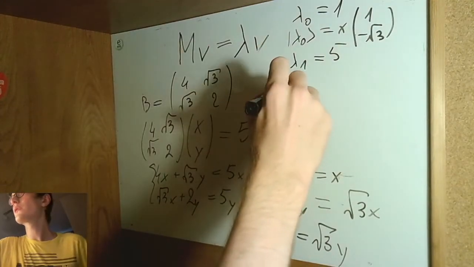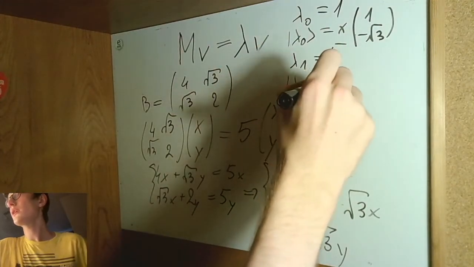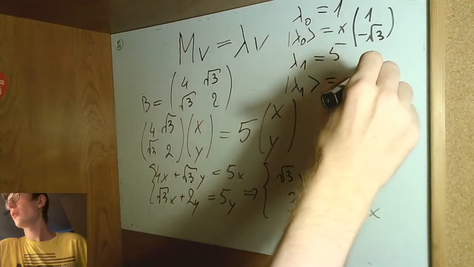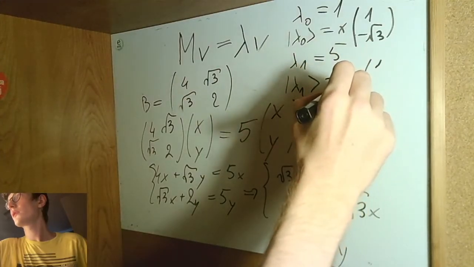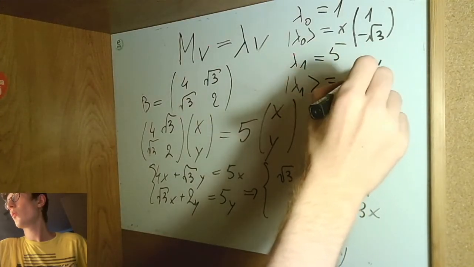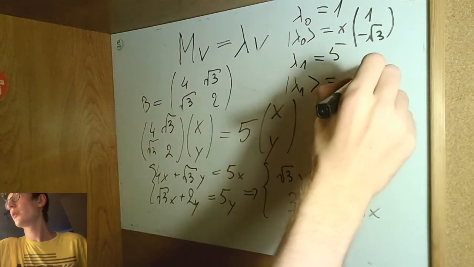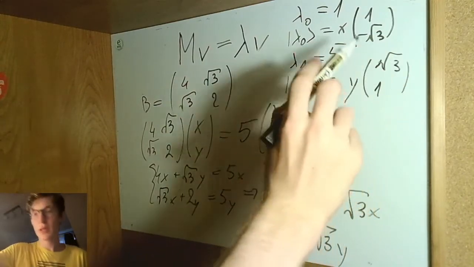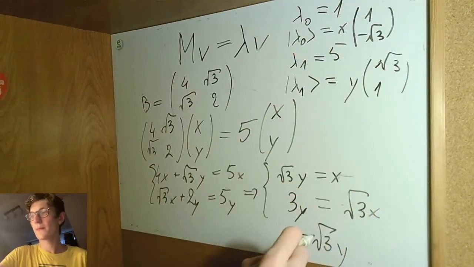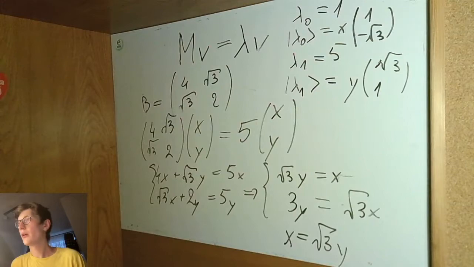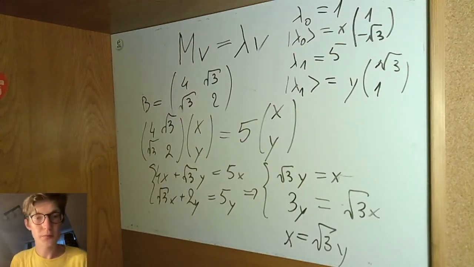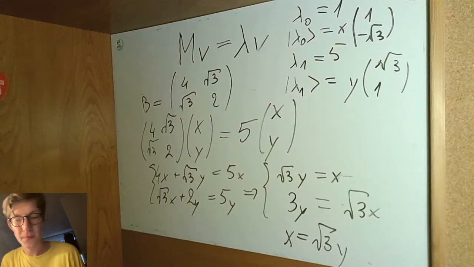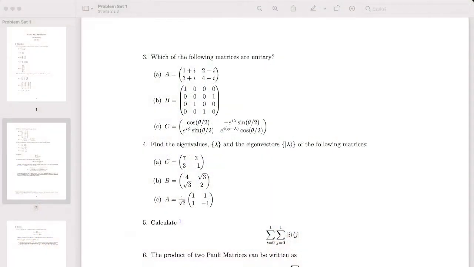So this vector is some, okay, one here for y, and here it will be square root of 3, right? Because x equals square root of 3 times y, and that's the general form of these eigenvectors. What's the next one?